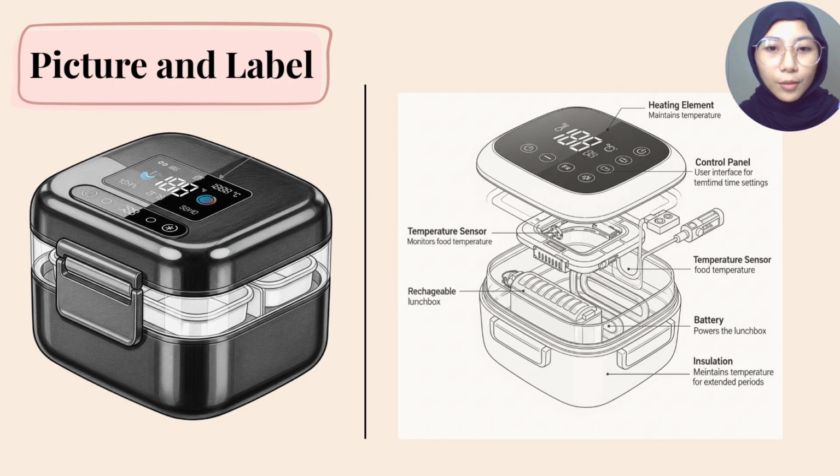So for this slide, I will talk about the product components and their functions. On the left side, we have an example picture of the product, which is a smart thermal lunchbox. On the right side is the picture from inside the thermal lunchbox that shows the details of the components. To be stated, there are the heating element, control panel, temperature sensor, battery, and insulation.